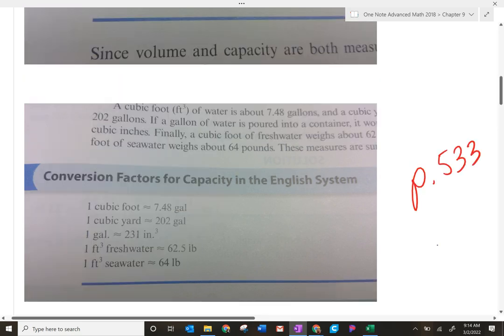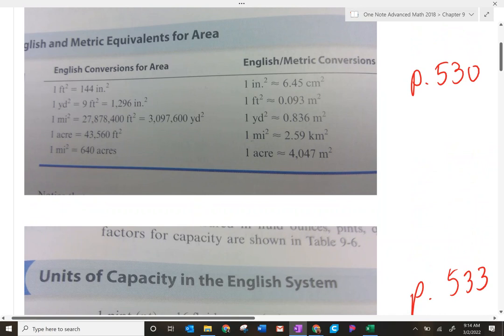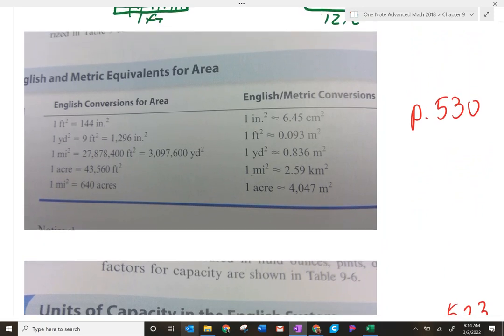So I'm scrolling back to the top just to get your mind into it. You don't have to write this stuff down. But when you're dealing with square footage, square yards, square miles, can you think of any times when those would be used in the real world? Or you said one of them.